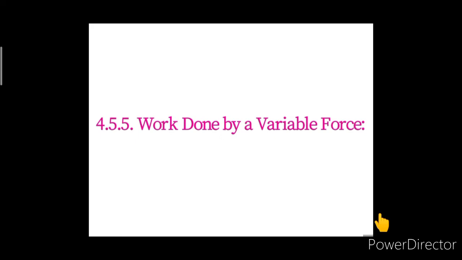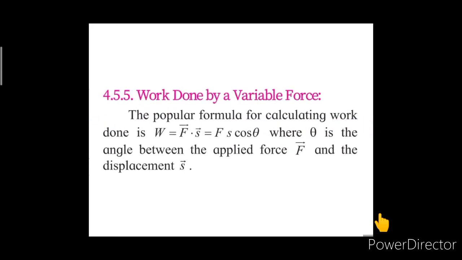The popular formula for calculating work done is W equals vector F dot vector S, and hence it is written as F S cos theta, where theta is the angle between the applied force F and the displacement S. This formula is applicable only if both force F and displacement S are constant and finite.